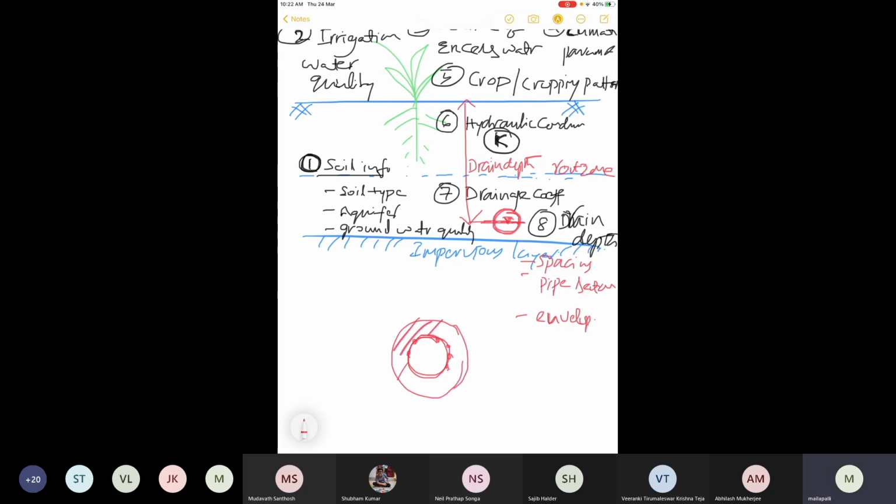So using an envelope material, it could be like gravel, or it could be like a synthetic material, right? Using nylon and all other things, it creates some kind of protection for the sand particles not to enter, so that your drain pipe won't be blocked. So this is the envelope. This is the drain pipe.